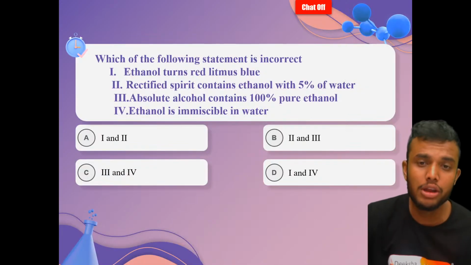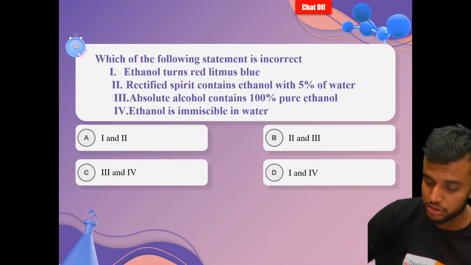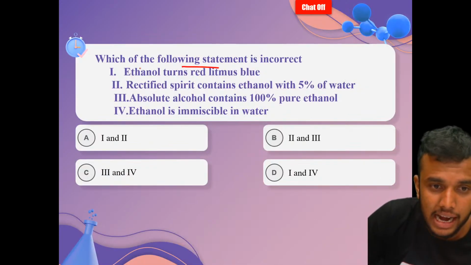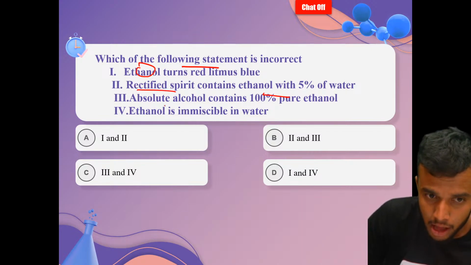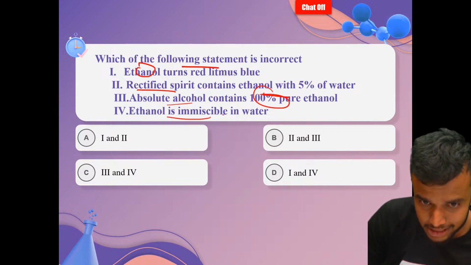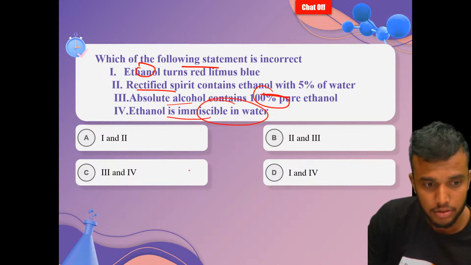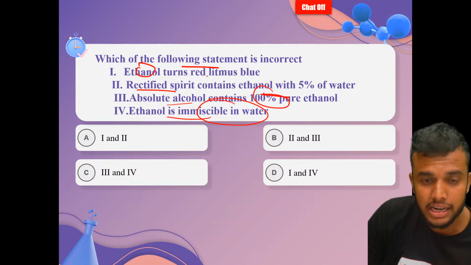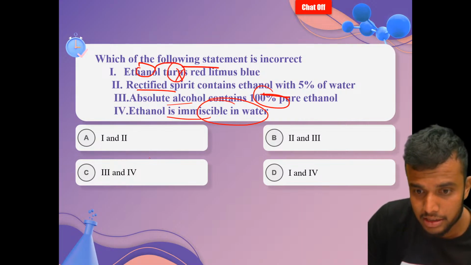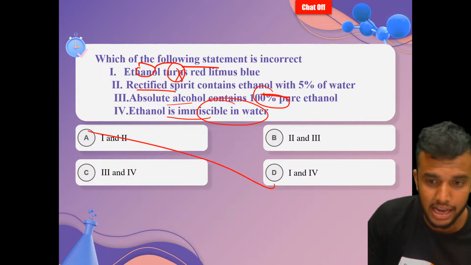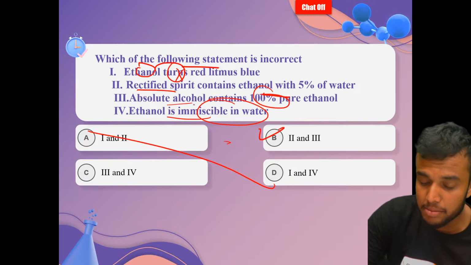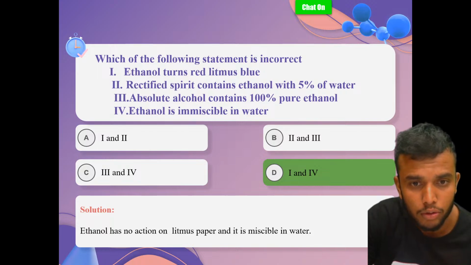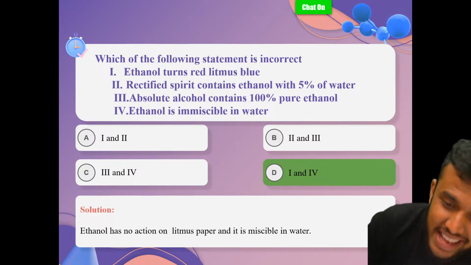Come on, it is quiz time, my dear students. Which of the following statements is incorrect? Ethanol turns red litmus to blue. Rectified spirit contains ethanol 5%. Absolute is 100%. Immiscible with water. The answer is... ethanol turns red litmus to blue, no, that is not the correct answer. Where option one is not there, these two are wrong answers: either second and third, or third and fourth. The answer is B, because ethanol is miscible with water. First and fourth, we need to identify here.